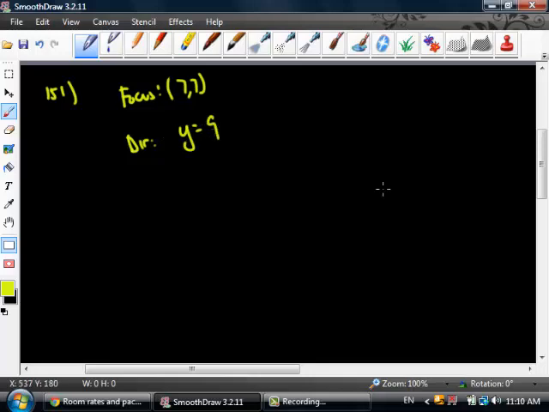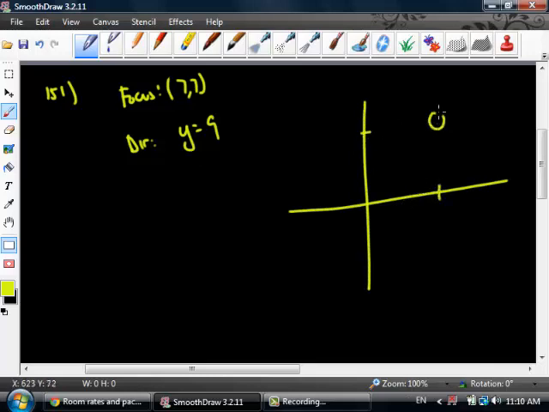Okay, focus is at 7, 7, and the directrix is y equals 9. So 7, 7 is right here. The directrix is y equals 9. What is the only way at which this parabola can be opened? What do you think? Let's see. Liam, what do you think? Which way is the only way this thing can be opened? It is facing down.